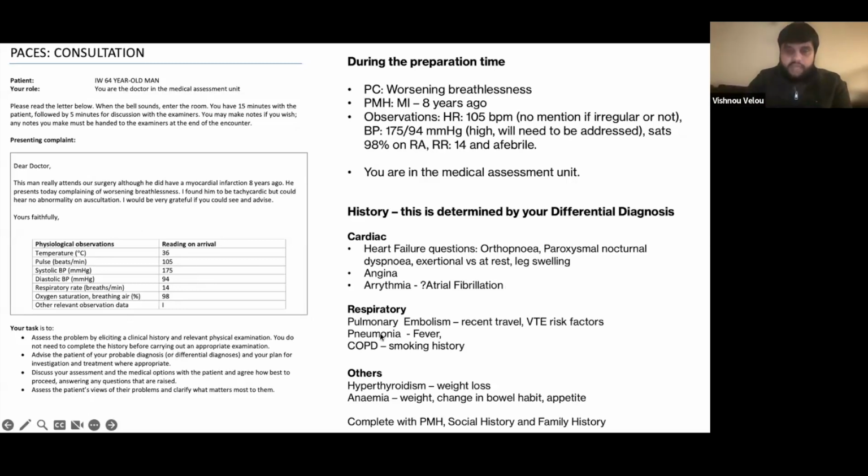Now other things, and these are just again thinking laterally. Hyperthyroidism: it's not just because I'm an endocrine and diabetes registrar, that's something that could be important here. And anemia. So we're going to ask him some constitutional symptoms. We're going to quickly go through past medical history, social history, and family history.